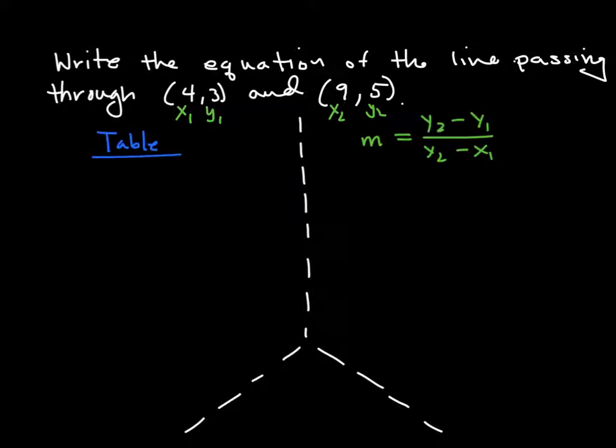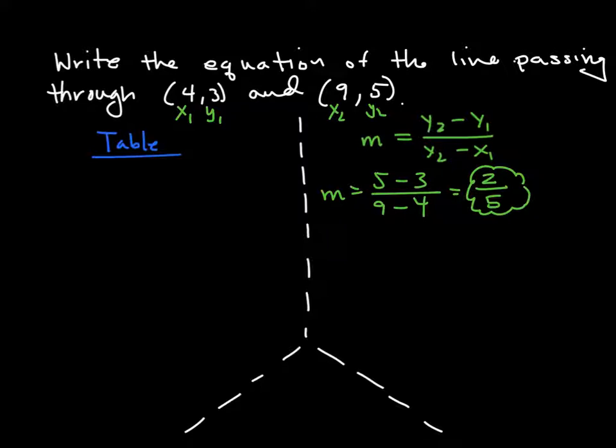So here we go. I say m equals, so y2 is 5, minus y1, which is 3, divided by x2, which I'm saying is 9, subtract off x1, which I'm saying is 4. So m is going to be 5 minus 3, which is 2, divided by 9 minus 4, which is 5. So what I have is a slope of 2/5. Now, once I have this slope of 2/5, I am in the scenario of I've got slope.